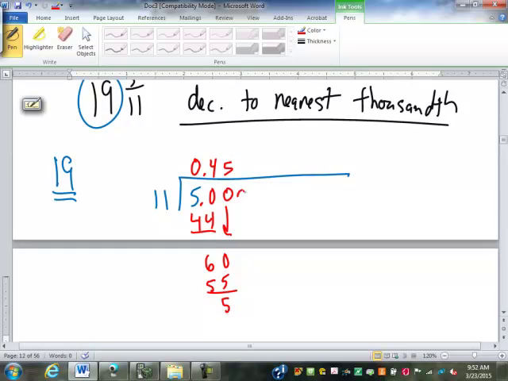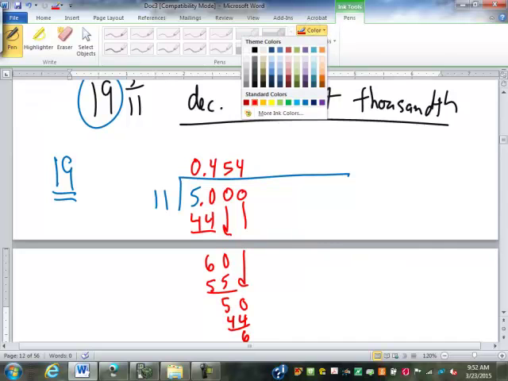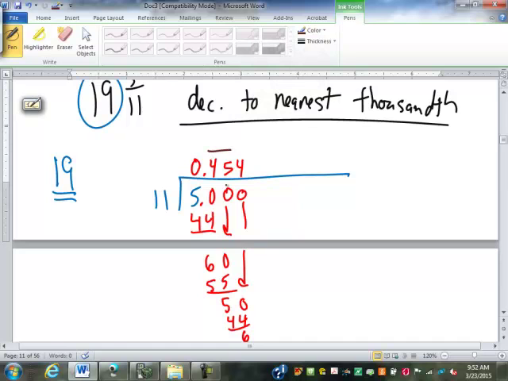No. Add another 0. That's 50. 11 goes into 50, 4 times. 4 times 11 is 44. We subtract to get 6. Now at this point we might notice something happening. What do we notice? This one's going to repeat. This is going to be 0.454545 repeating. Do we want to write it as 0.45 repeating like that? Of course we'd have to put the 19 in front of it, so 19.45 repeating.